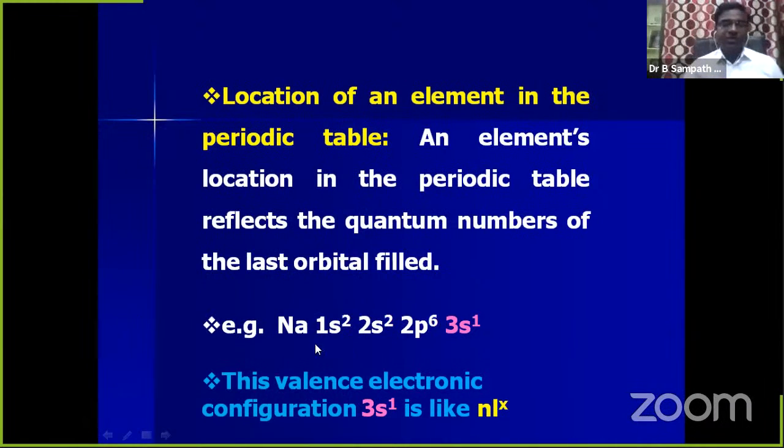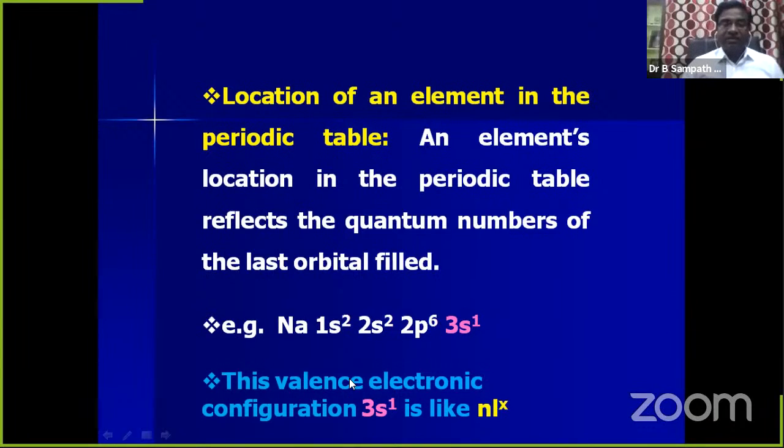For example, sodium electronic configuration is 1s2, 2s2, 2p6 and 3s1. Sodium atomic number is 11. Here 11 electrons came, 2 plus 2 plus 6 plus 1, total 11. Here the last electron is in 3s1. So this is the electronic configuration of sodium. And this is the valency electronic configuration of sodium. 3s1 is the valency electronic configuration of sodium.